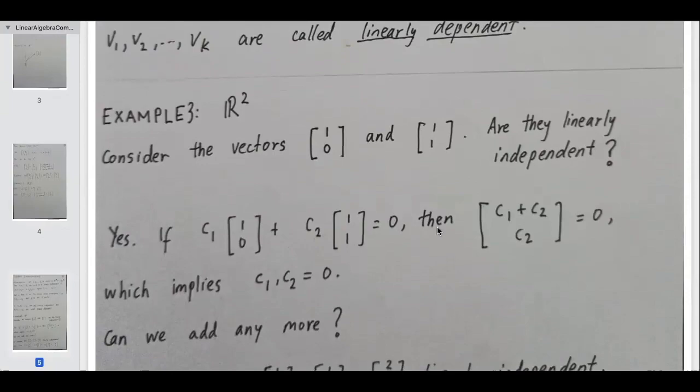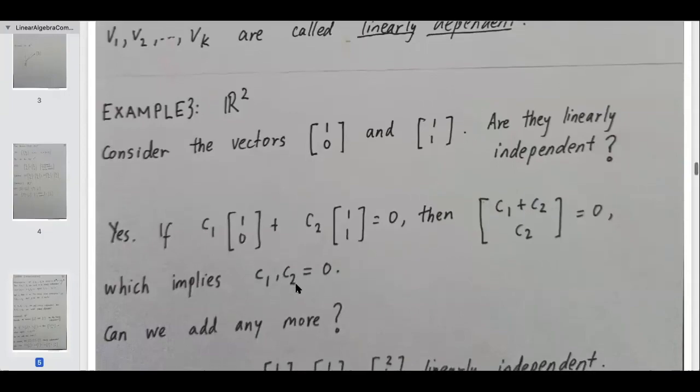But this is easy, because then we have that c1 plus c2 equal to 0. When I write 0, I mean the 0 vector, the vector with all components 0. And this clearly implies c1 and c2 are 0, because the second component is c2, and if that has to be the 0 vector, then c2 must be 0. And then the first component is just c1, and since it's a 0 vector, c1 also has to be 0. So both these things imply c1, c2 equal to 0.